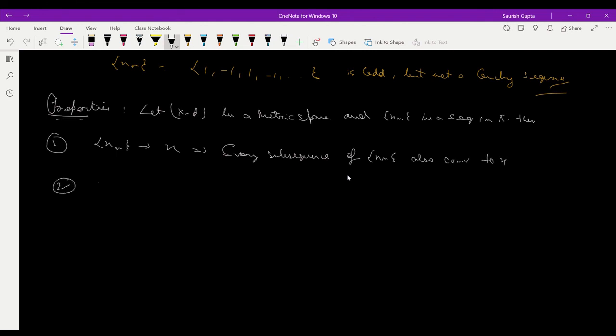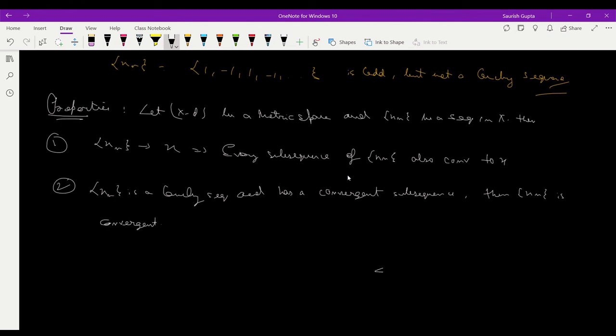And point number 2: if xn is a Cauchy sequence and has a convergent subsequence, then xn is convergent. You can try to prove these two as well.